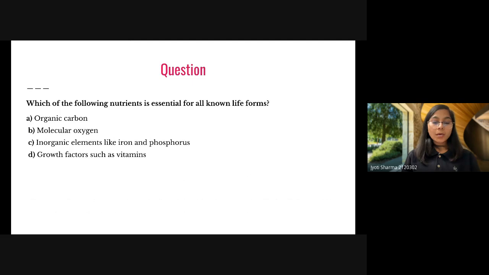Which of the following nutrients is essential for all known life forms? For example, humans, bacteria, fungi. The options are organic carbon, molecular oxygen, inorganic elements like iron and phosphorus, and growth factors such as vitamins. So all organisms, irrespective of whether they are aerobic or anaerobic, need inorganic elements, for example iron and phosphorus. So C is the right answer.